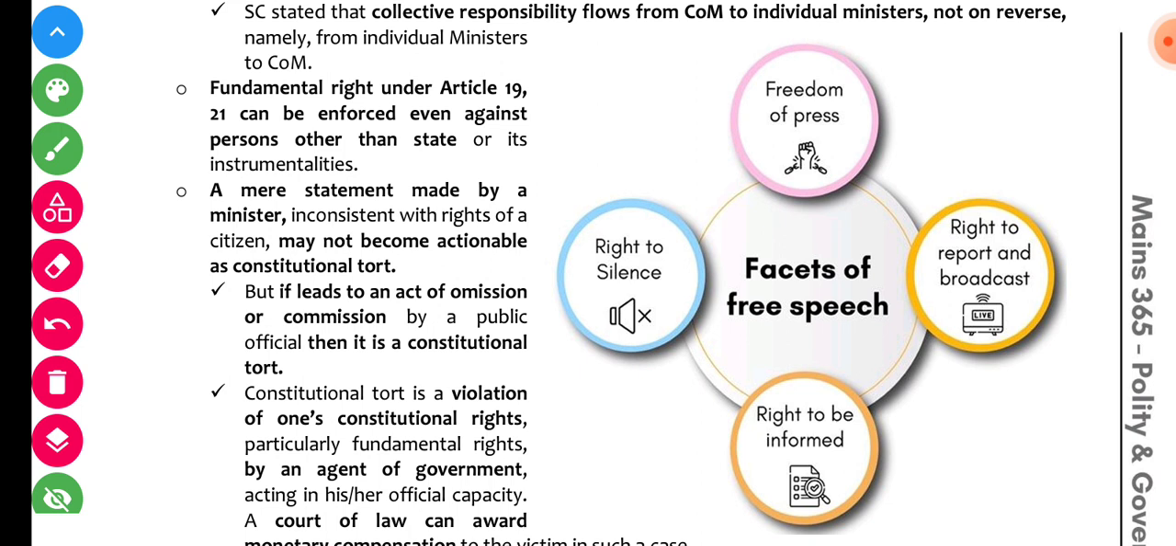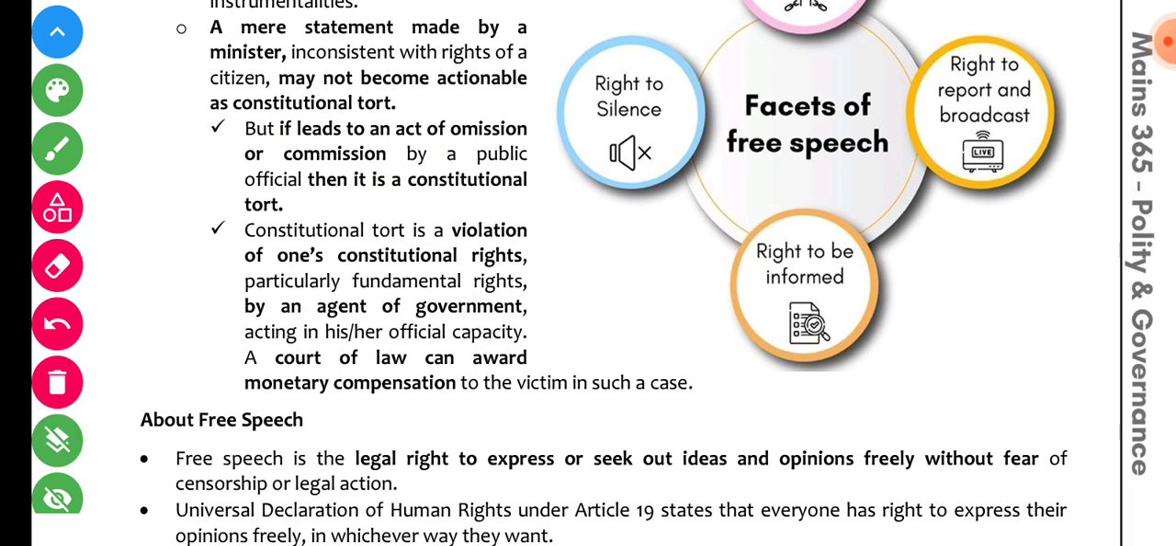Only a statement made by a minister inconsistent with the rights of a citizen may not become actionable as a constitutional tort. But if it leads to an act of omission or commission by a public official, then it is a constitutional tort. A constitutional tort is a violation of one's constitutional rights, particularly fundamental rights, by an agent of government acting in his or her official capacity. And the Supreme Court or a court of law can award monetary compensation to the victims in such cases.